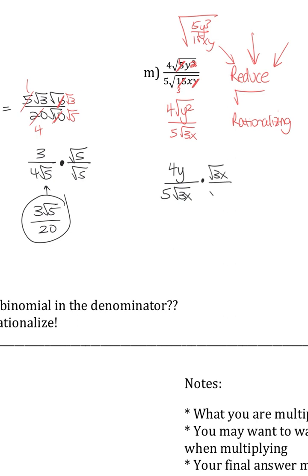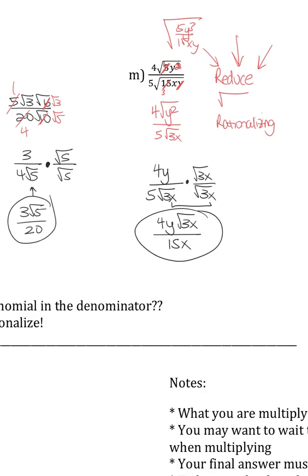to rationalize. Notice again, I'm only going to multiply by root 3x over root 3x, not by the 5. Top just gets squeezed because 4y is outside of a radical, and then in the bottom, root 3x times root 3x is 3x, and multiply by that 5 in front, you get 15x. Do a quick double check at the end to make sure nothing can simplify further. And in this case, it can't, so that is our final answer.